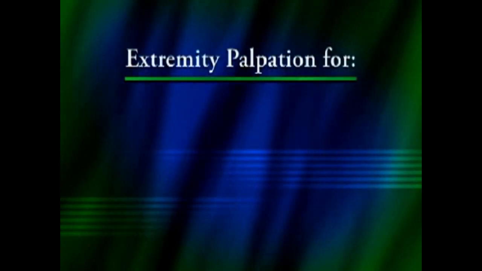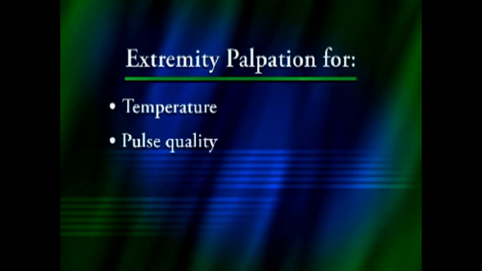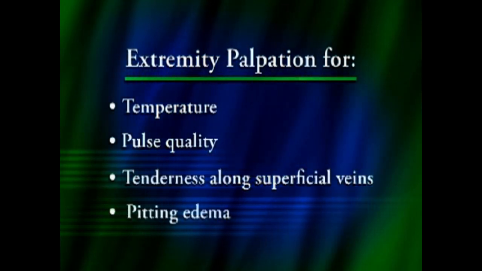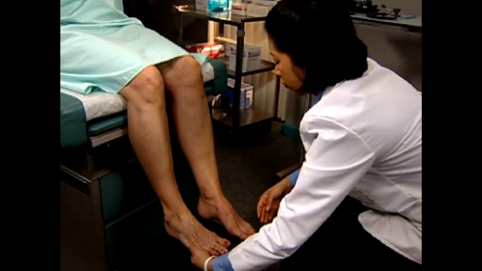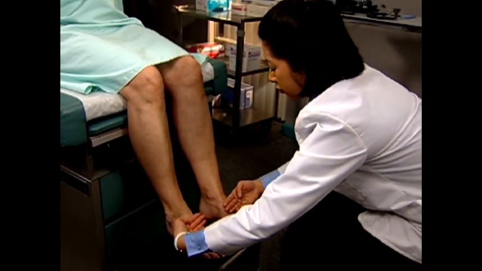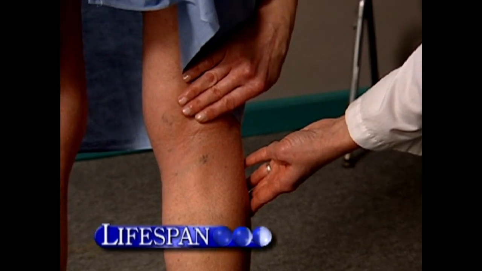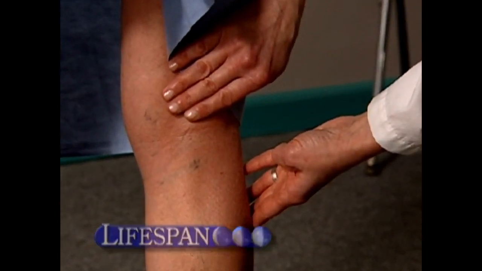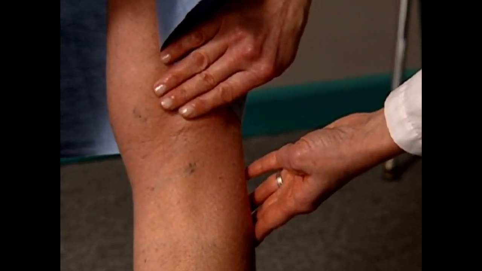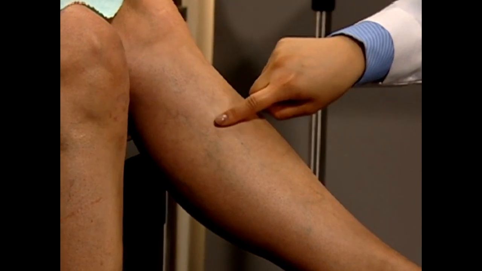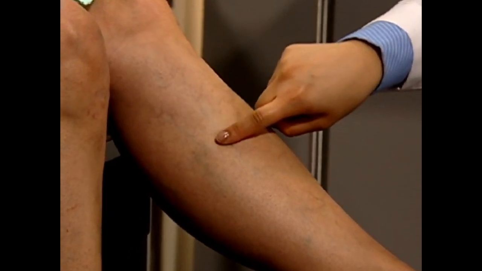Next, palpate the extremities for temperature, pulse quality, tenderness along any superficial veins, and pitting edema. The skin should feel evenly warm in all areas, and the pulses should be strong and equal bilaterally. In an older patient, the superficial veins are more likely to appear tortuous and distended. However, there should be no tenderness, redness, or thickening along the veins in any patient.